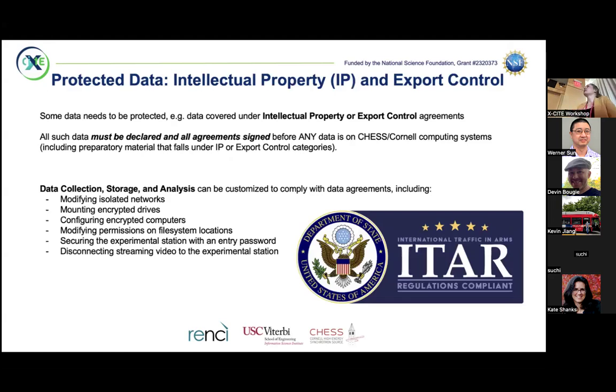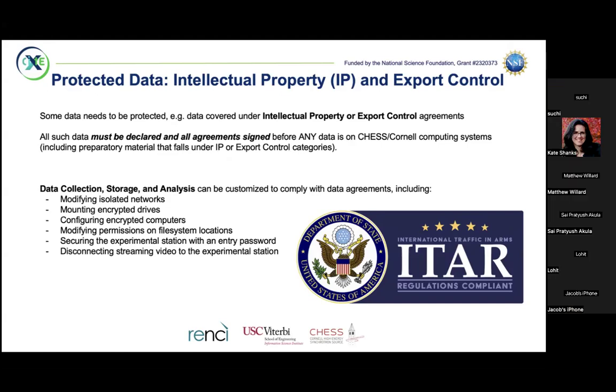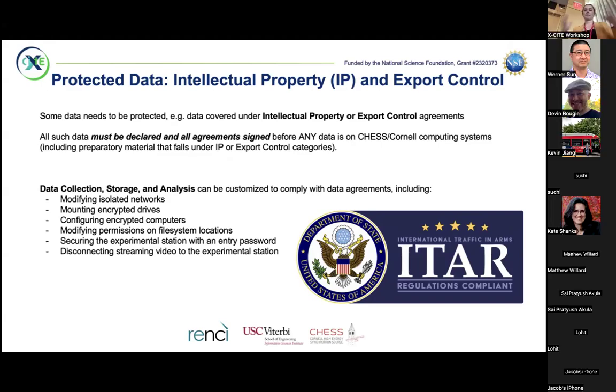Okay, so we also can handle protected data. We can do both IP and export control work. Some data needs to be protected in this way. I have to emphasize all data must be declared and all agreements signed before any data collection ever happens at the Beam, because everything needs to be agreed upon with the lawyers and other pieces. But this is just to say that all data collection, storage, and analysis can be customized to comply with these types of data agreements. So if there needs to be encrypted drives, modifying certain isolated networks or encrypted computers, this is all possible to do at CHESS and is done frequently.